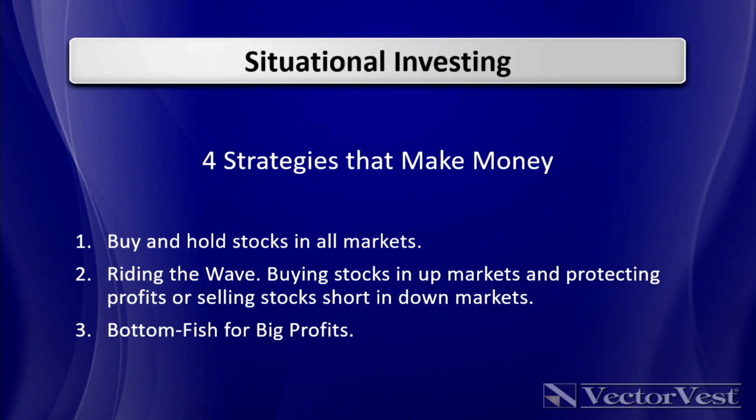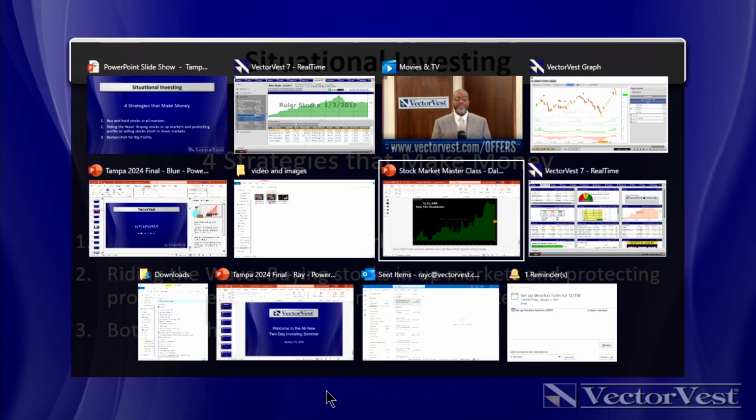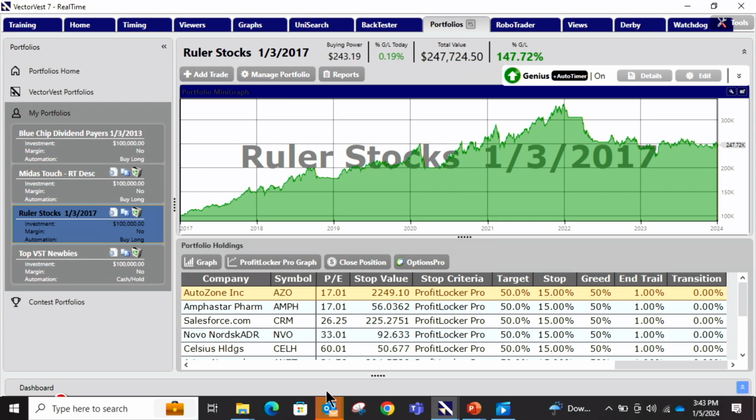What I want to do now is get right into the software. As I told you, man, get me out of the PowerPoint. Let's get into the good stuff. All the power of VectorVest is right in that software. So what we're going to do first is go to my favorite place in the whole platform, because everything that you do needs to start here. And that's the home page. We're going to start right there.